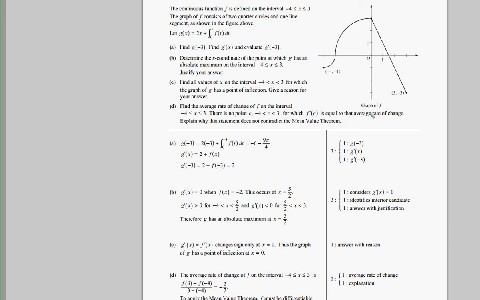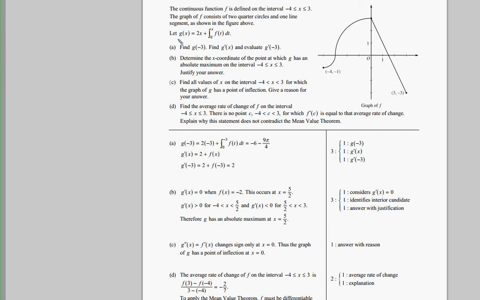Okay, everybody, we're only going to do one today. And so we have a function here, f, and it's defined over -4 to 3. And the graph consists of 2 quarter circles and then a line segment.